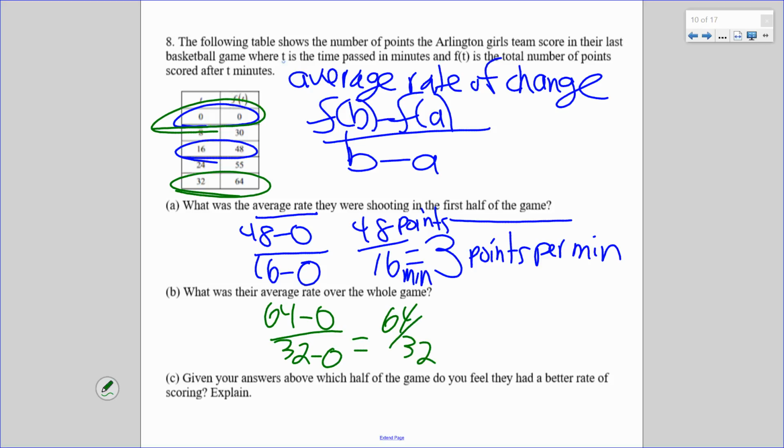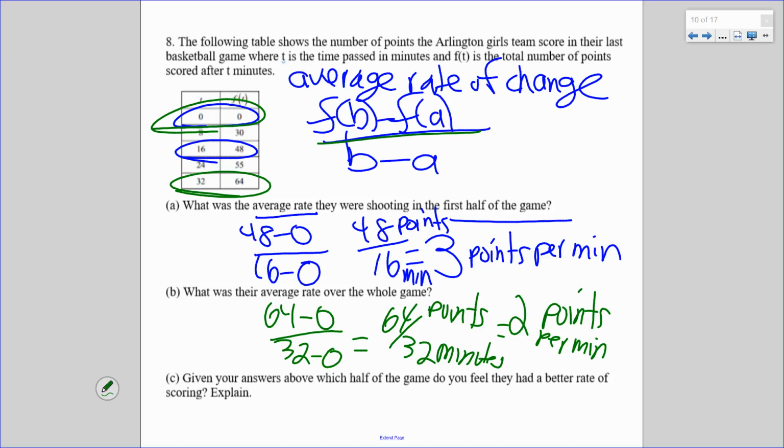64 over 32 points over minute is 2 points per minute. Does it matter if the x's or y's go on top? Yes. The top is f of b minus f of a. Your y values go on top. This formula, of course, is based off the slope.